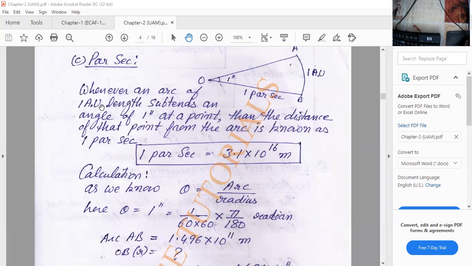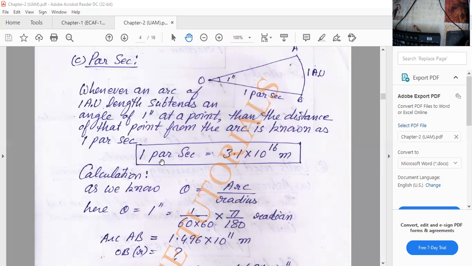Whenever an arc of 1 AU length subtends an angle of 1 second at a point, then the distance of that point from the arc is known as 1 parsec. And you must remember 1 parsec is equal to 3.1 into 10 to the power 16 meter. It is the biggest unit out of the three. So in all these three units, the value of 1 parsec is highest, right? So this value can also be calculated.